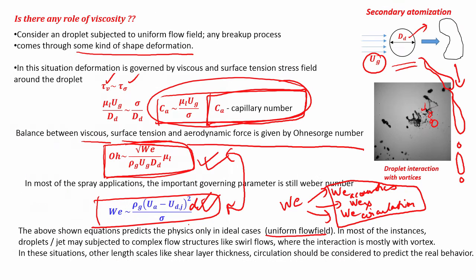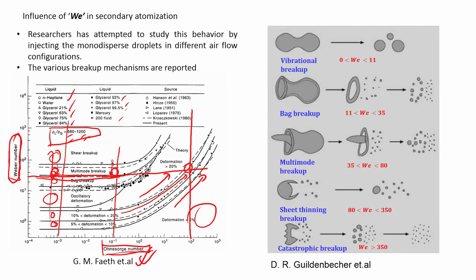Got it? Clear? So, Ohnesorge number, as you can see, rightly scales with the mu L. There is a Weber number component over here as well, but what it generally implies is that this zone gets expanded. So, for the same Weber number, where you were getting greater than 10% deformation, now you are getting less than 5% deformation, understood. So, it becomes progressively harder to atomize the same thing in a particular mode.